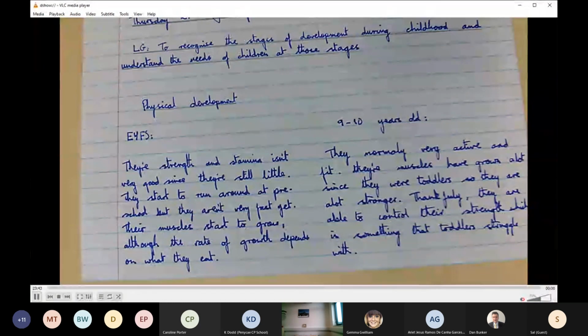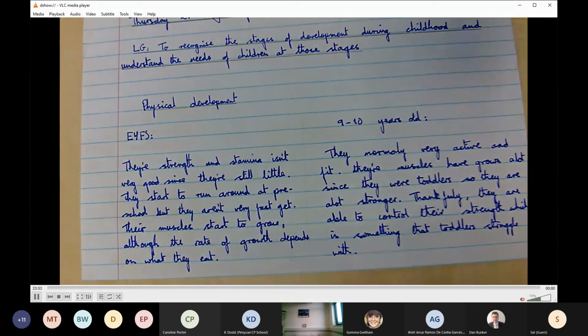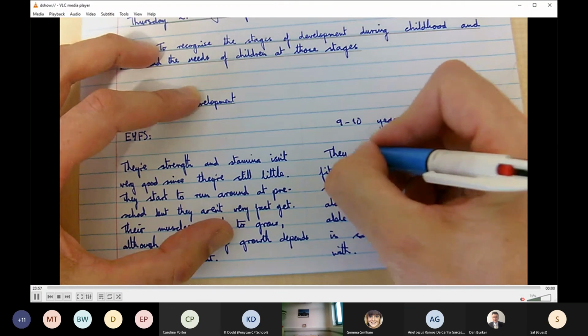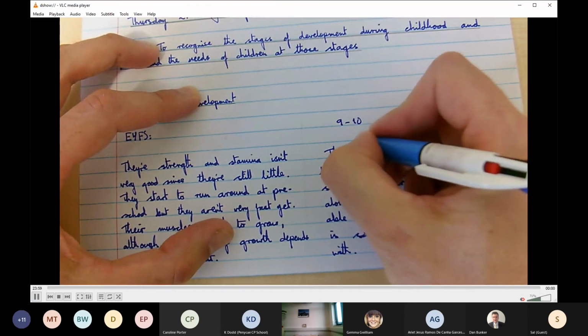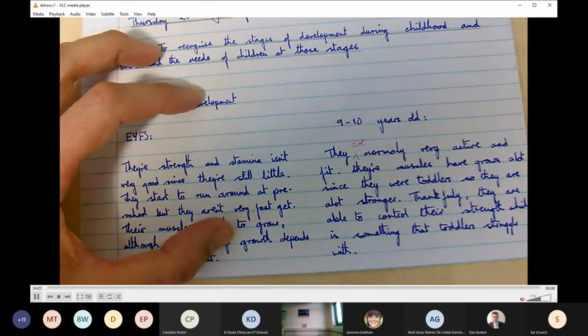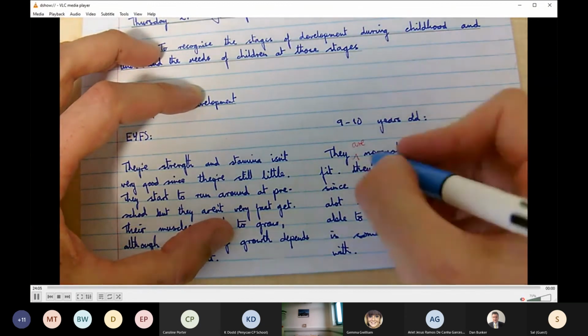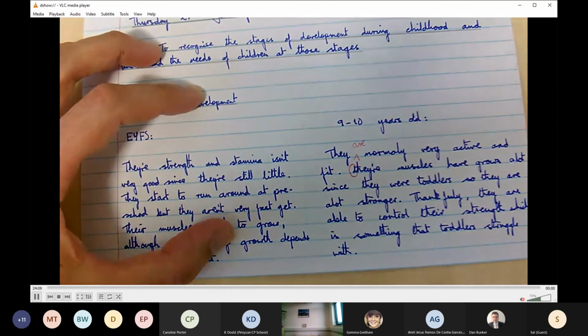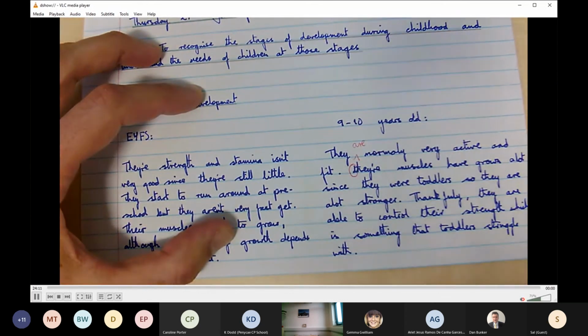But perhaps as I was walking around, having a look at that second paragraph there: they normally very active. Oh, I can see that there seems to be a word missing. Okay, well, there's just a transcription error. I can show that by saying they are normally very active and fit. Here's a clear capital letter missing.